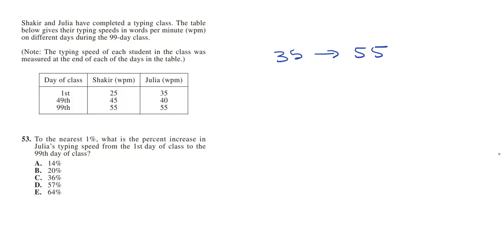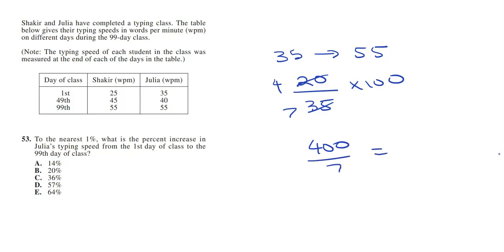So let's see, how do we go about that? Let's find the difference. The difference is 20. The starting point is 35, multiplied by 100. Let's go ahead and do this. This is 7. This is 400 divided by 7, which is going to be roughly 57.1. So your answer is going to be D.